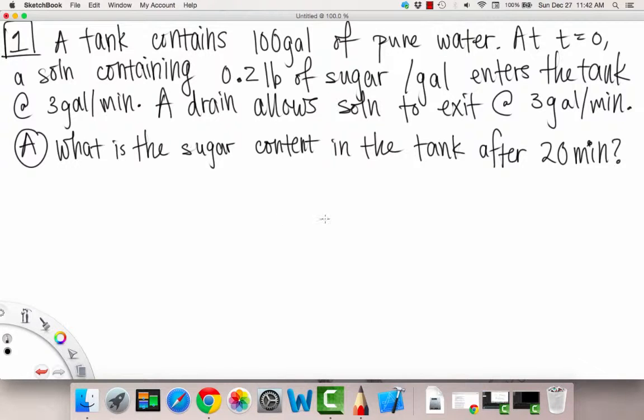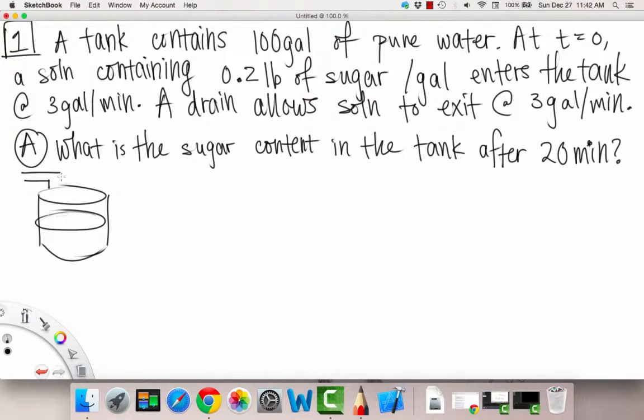Okay, so part A, because there's a part A, B, and C, is what's the sugar content in the tank after 20 minutes? So the first thing we have to do is, well, we don't have to draw a picture, but I'm just going to draw a picture just so we can kind of visualize what's going on, okay? So we have some tank with solution in it, all right?